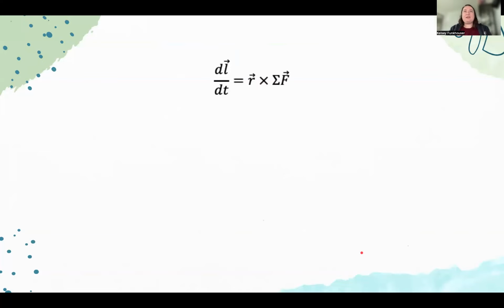But again, there's more here. R crossed with the net force is the net torque. So what we actually have, which should not really be surprising in the end, is that the net torque is the time derivative of the angular momentum. This is also what we found for linear momentum and force, which is why it shouldn't be too surprising.